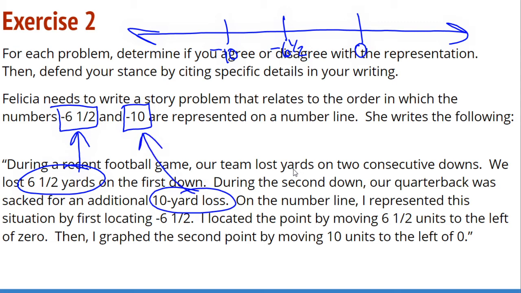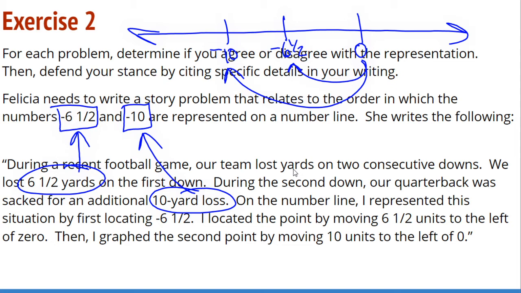On the number line, I represented this situation by first locating negative 6.5. I located the point by moving 6.5 units to the left of 0. Okay, so that's how they got to the negative 6.5. Then I graphed the second point by moving 10 units to the left of 0. Now, I'm going to agree that Felicia has negative 6.5 and negative 10 in the right spot on the number line.